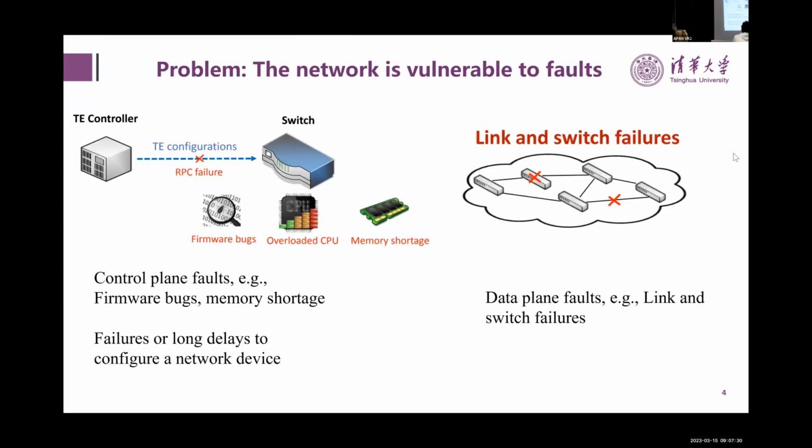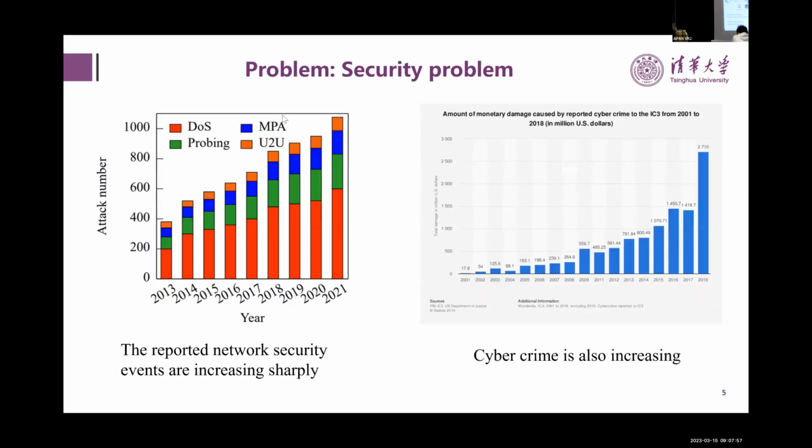The second problem is that the network is vulnerable to faults. The faults mainly come from two aspects. The first is control plane faults. For example, it includes firmware bugs, memory shortage, or failures or long delays to configure network devices. Also, we can have some data plane faults, for example, link and switch failures.